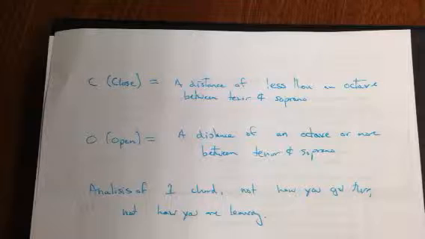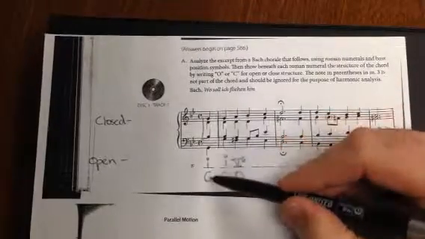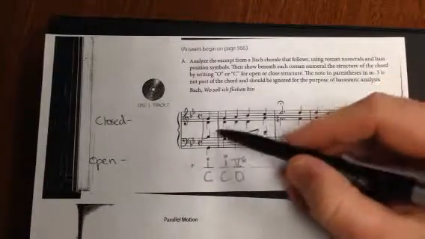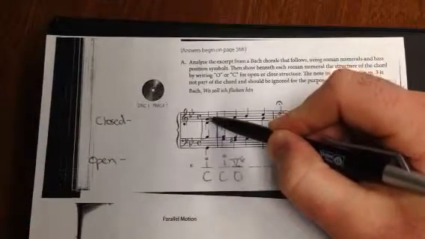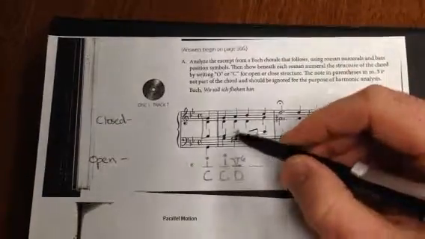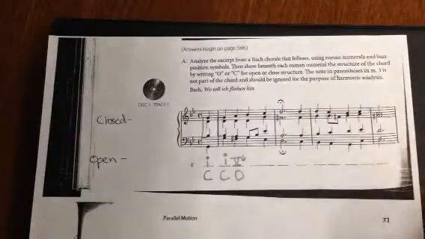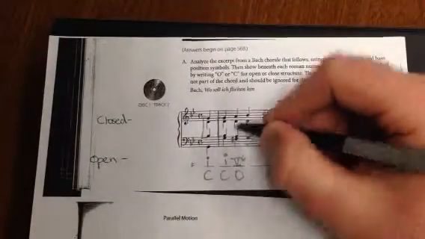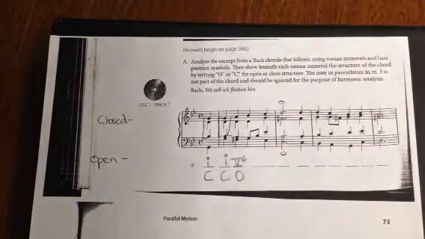When you look at this, you are analyzing just one chord, not how you got there, not how you're leaving, just a single chord. So, when you look at a triad here, we've got a closed structure where we've got a B flat in the tenor and a C in the bass. This is less than an octave. We also have a closed structure with another B flat and another G. Then we go to an open setting here where you have an A and an A. This is an octave, so that makes it open.